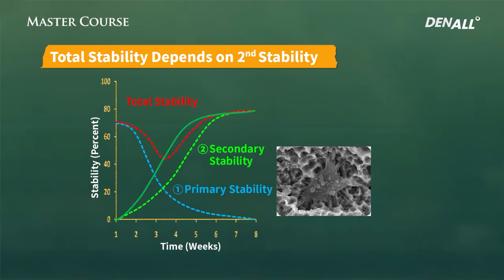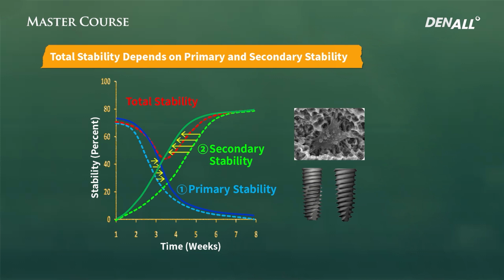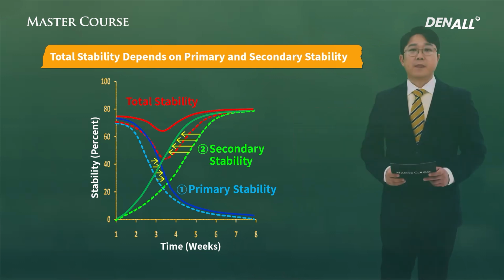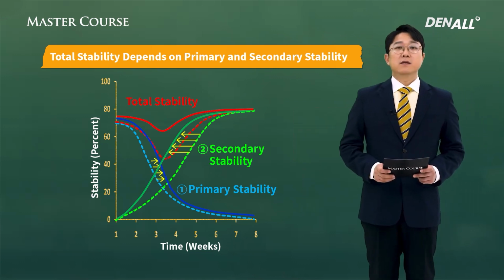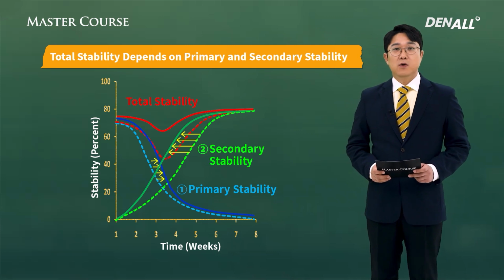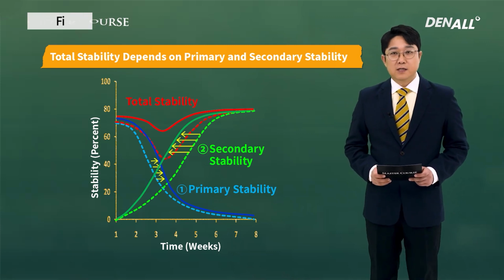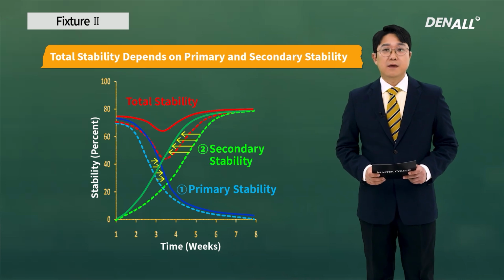For the stability of implant healing, it depends on the fixture design that can increase the primary stability. Implant surface improvement can increase the secondary stability so that the total stability for the implant healing can be increased to stabilize the implant treatment. So we have looked at implant healing, and let's summarize what we have discussed today.